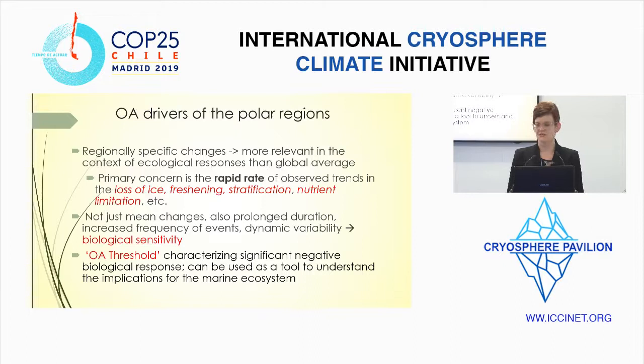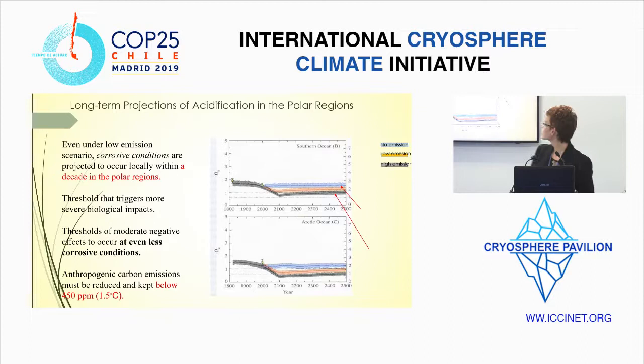So I would like to show you how we have been applying different thresholds for different scenarios in different regions to understand this different 1.5 versus 2 degree effect in different regions. All right, so these are projections for the acidification in the polar regions: on the upper figure, the Southern Ocean, and in the lower figure, the Arctic.